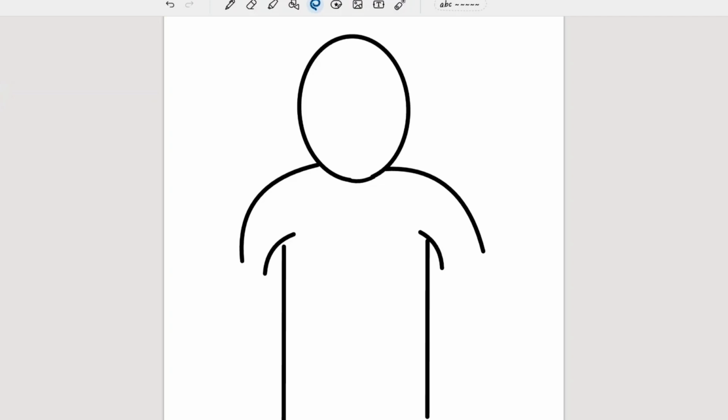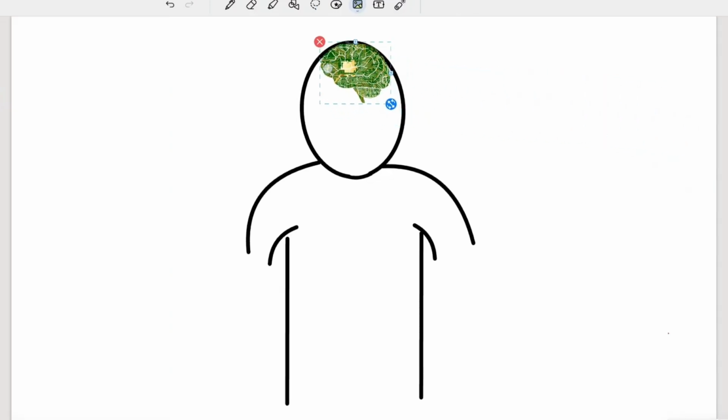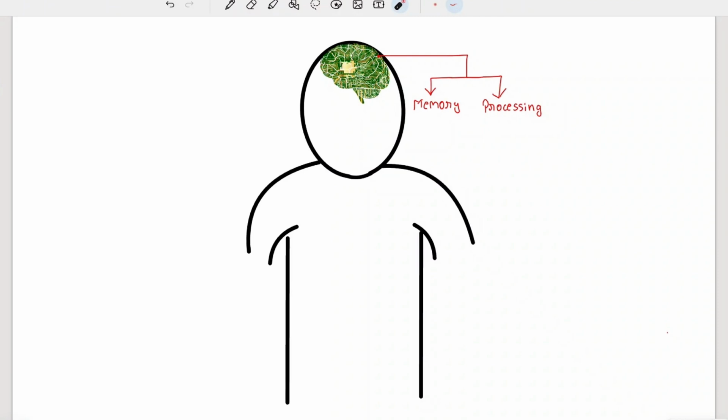The most important part of human body is brain. The brain has two most important functions. The first is to store information in memory. Whatever we learn and perceive is stored in our memory. The second function is processing. Here whatever data is stored in the memory is used for processing, to take decisions and control our actions. So, these are the two most basic functions of the brain.